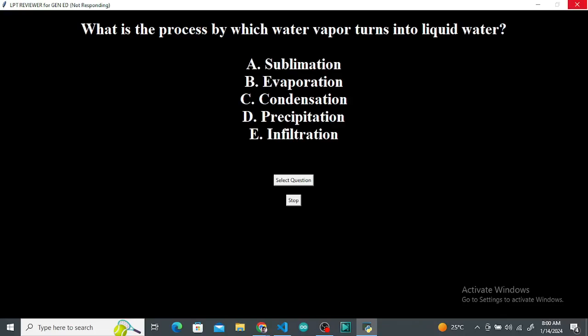What is the process by which water vapor turns into liquid water? A. Sublimation. B. Evaporation. C. Condensation. D. Precipitation. E. Infiltration. The correct answer is condensation.